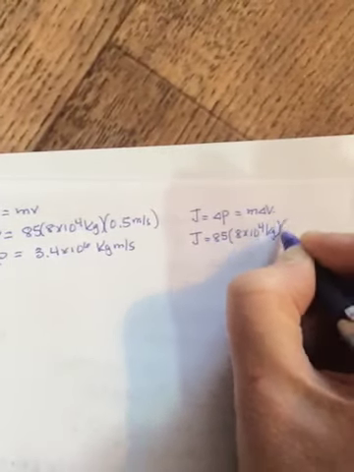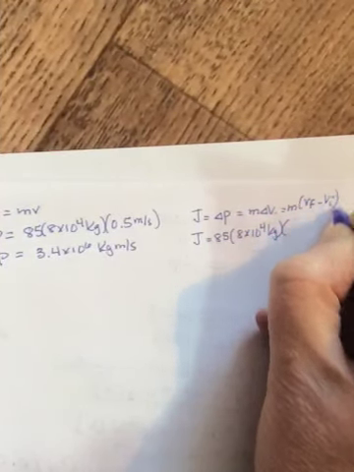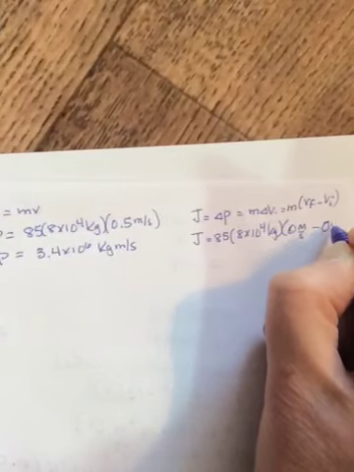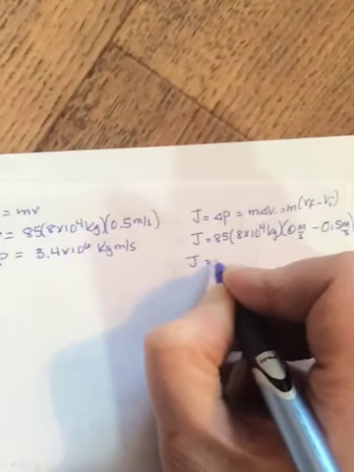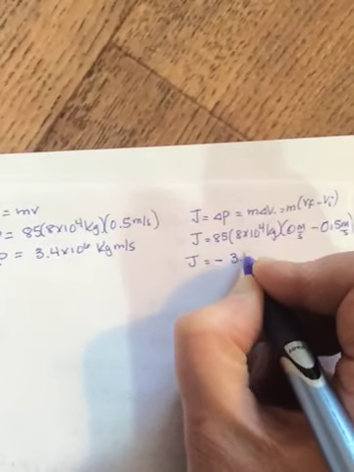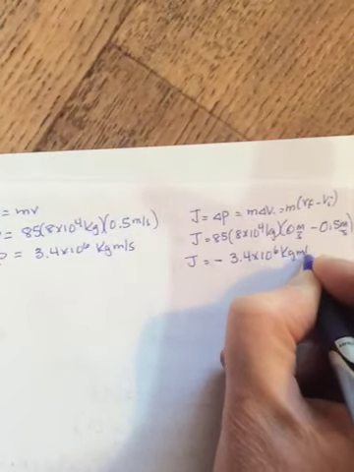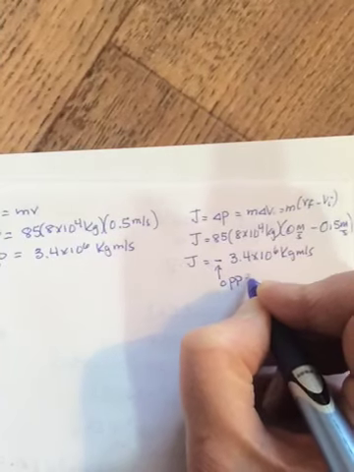Your delta V, which of course is V final minus V initial. To stop it, final is 0. Initial is 0.5. And so your J is going to be negative 3.4 times 10 to the 6th kilogram meters per second, where the negative means opposite motion.